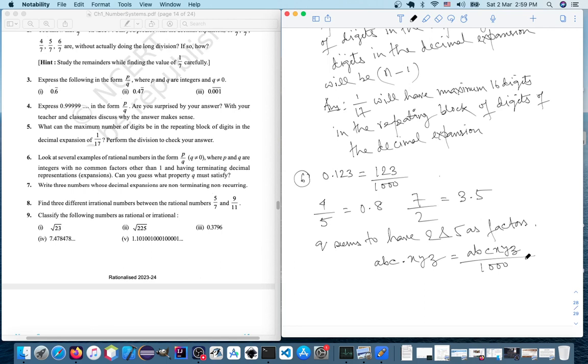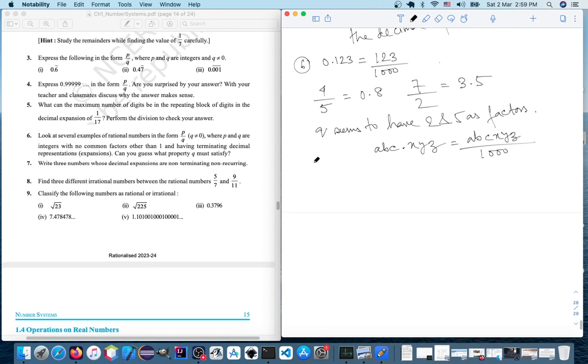I'm not able to properly answer this question. Somehow it feels that Q will be of the form 10 to the power something. So Q will have as a factor either 2 or 5 or both. Okay, I will leave it here.